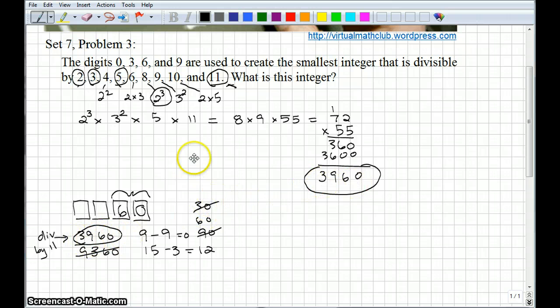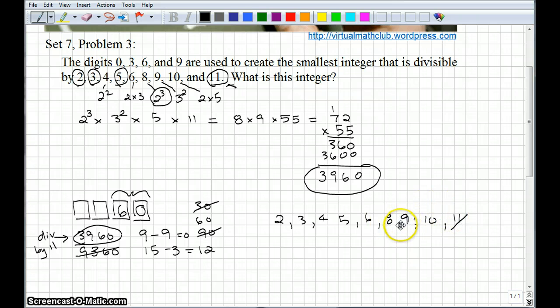But the one thing too is that they don't tell you that each digit is used once or anything like that. They just tell you that they're using those digits. So it's probably a good idea to check to make sure we've got everything covered with 3960, even though that's our only option if we're only using each digit once. So let's write out those. We want this to be divisible by 2, 3, 4, 5, 6, 8, 9, 10, and 11, right? And it's definitely divisible by 11.